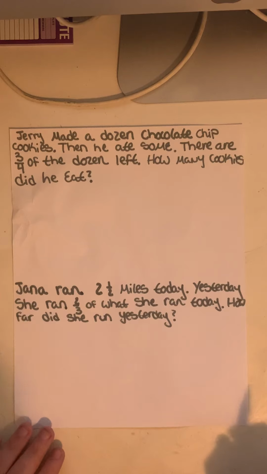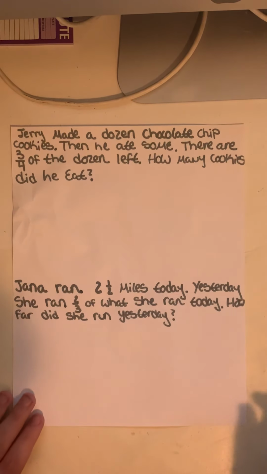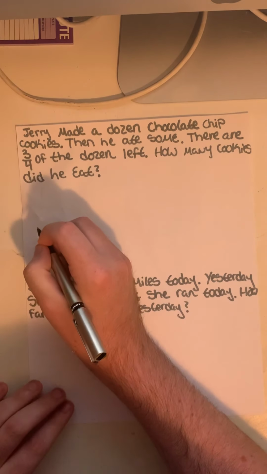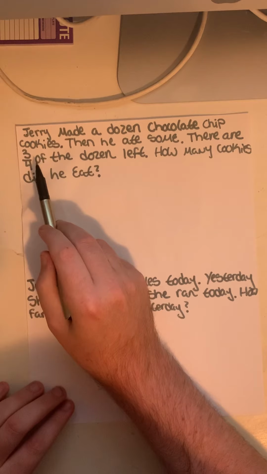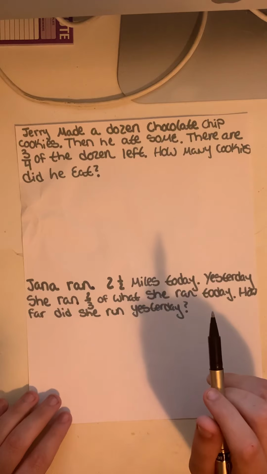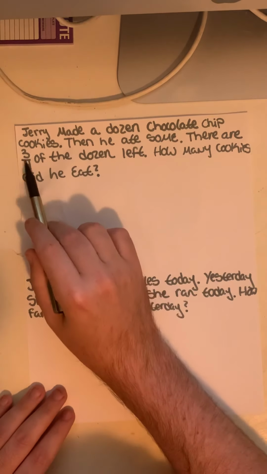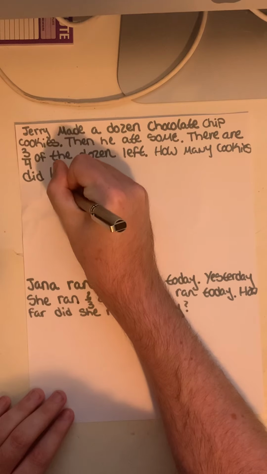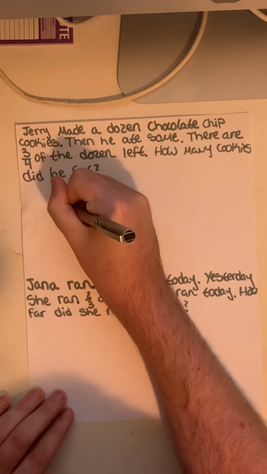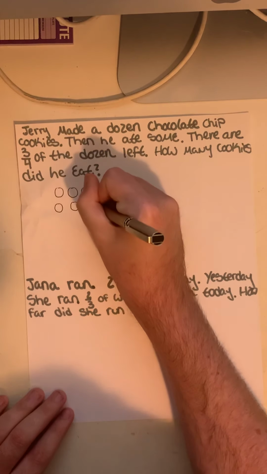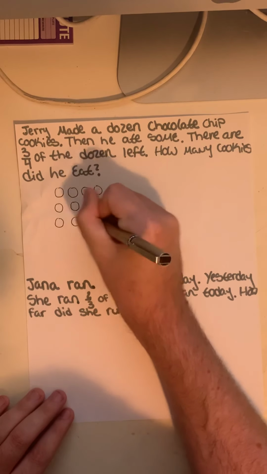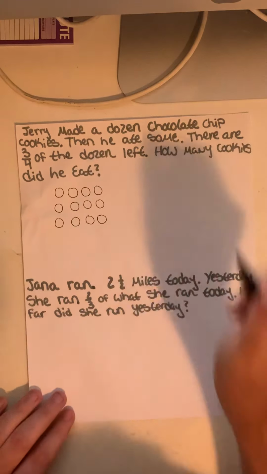So in order to start with the set model, we are going to represent it visually. And for today, we're just going to use circles. So we had a dozen chocolate chip cookies, and there are 3/4 of the dozen left. So I need to make sure that I have 4 parts so I can represent 3 of our 4. So we're going to do our 12. 1, 2, 3, 4, 5, 6, 7, 8, 9, 10, 11, 12.